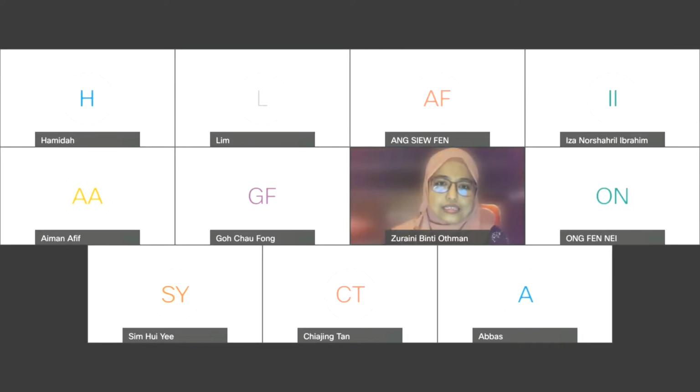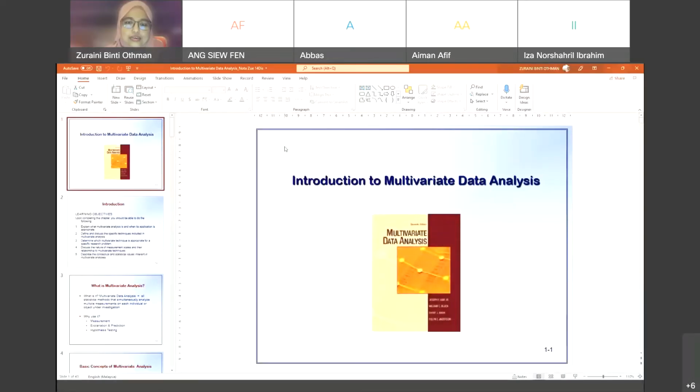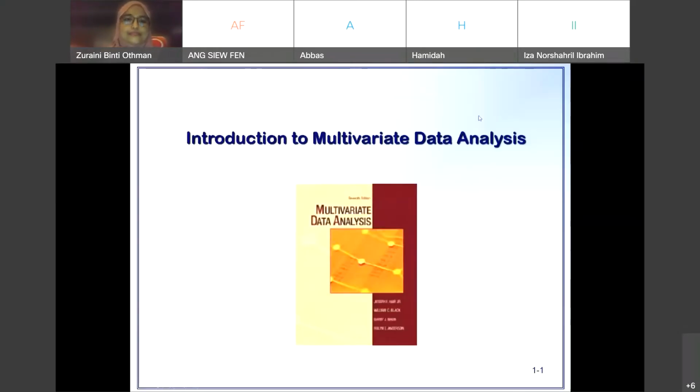Okay, this is the slide, introduction to multivariate data analysis. Can you see the slide? Yes, Doctor. Okay, so let's begin. Introduction to multivariate data analysis.